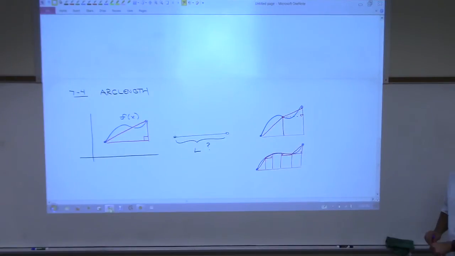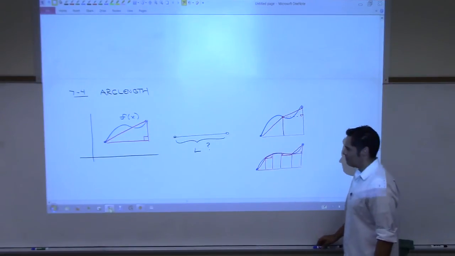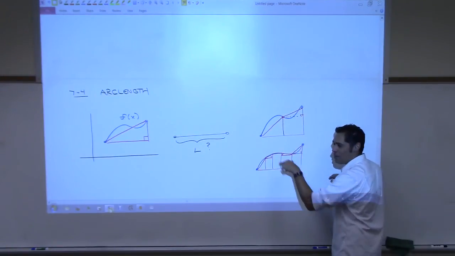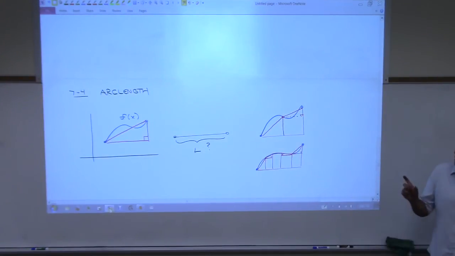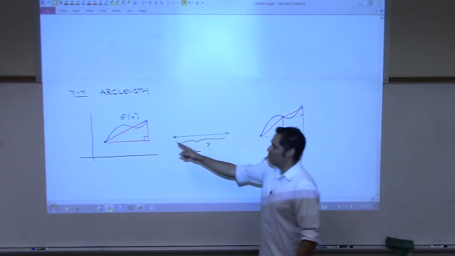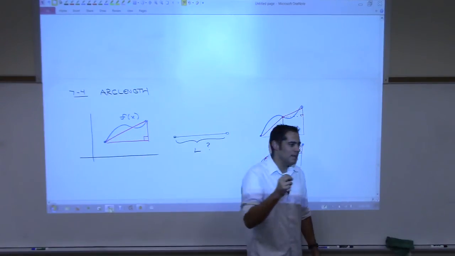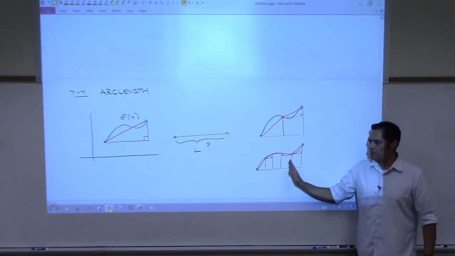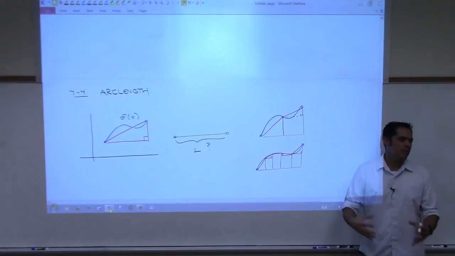Hypotenuse? Get the hypotenuse of each one of those, right? Add them up, and that would be a better approximation than that one, wouldn't it? Yeah. And what would be the exact arc length if I cut this up into an infinite number of them, right?